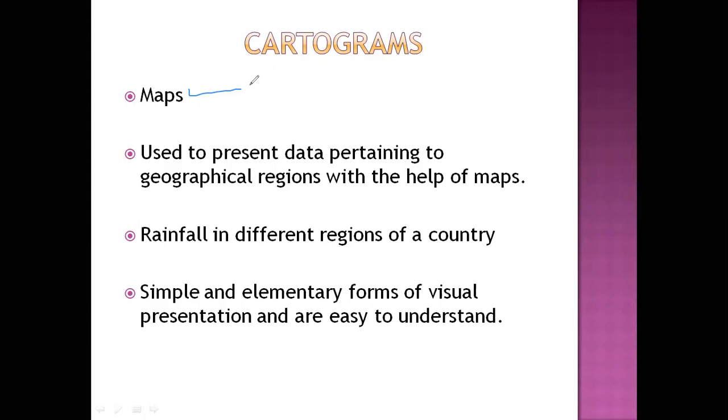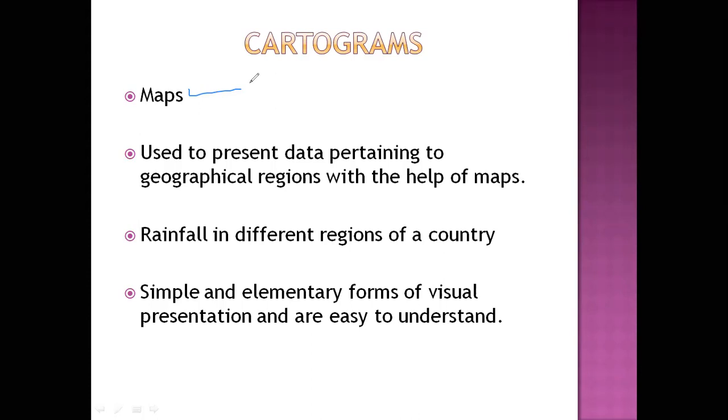The different geographical regions are depicted in a cartogram on a map, and the quantum of rainfall in the regions may be shown by dots, different shades or colors. Cartograms are simple and elementary forms of visual presentation and are easy to understand. They are generally used when the regional or geographical comparisons are to be highlighted. It is nothing else but map as we study in lower classes. Through it, we can present the data which is to be presented geographically.